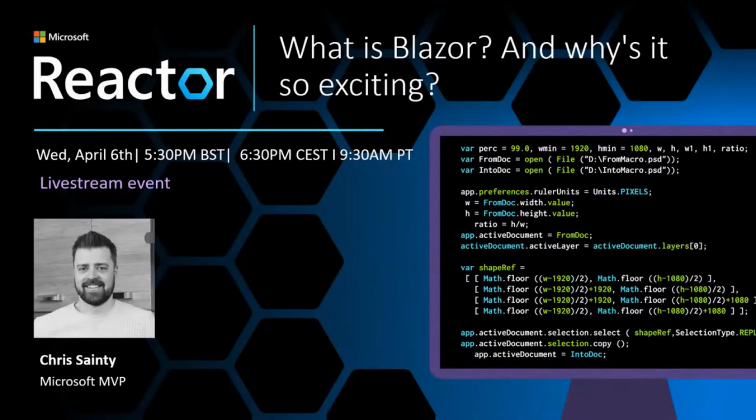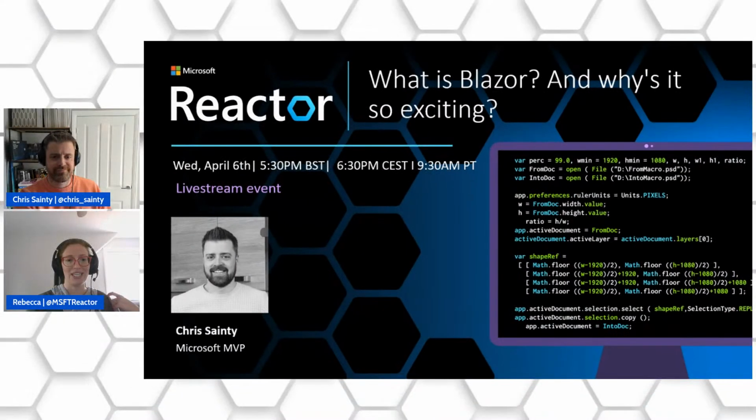Today is the first episode of a 3-part Blazor series. In this first episode, you will learn all about what Blazor is. This session is led by Chris Santi, who is a Microsoft MVP and principal software engineer with over 17 years of experience with ASP.NET. He works at Deployed, a UK-based startup, leading the engineering team.